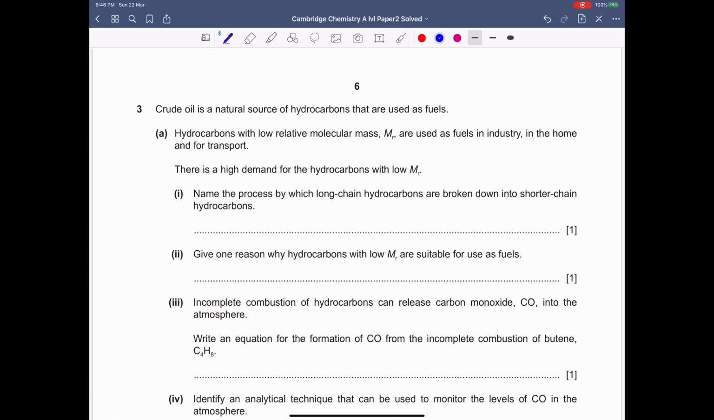Next question. Crude oil is a natural source of hydrocarbon that are used as fuels. Hydrocarbons with low relative molecular mass are used as fuels in industry, in the home, and for transport. There is a high demand for hydrocarbon with low Mr. Name the process by which long chain hydrocarbons are broken down into shorter chain hydrocarbons. Easy. So the process should be cracking. Give one reason why hydrocarbons with low Mr are suitable for using as a fuel.